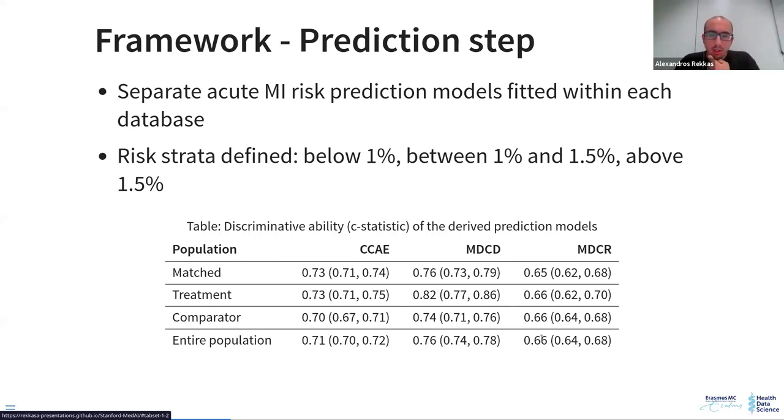So here in the last row, I show the performance of the prediction models across databases. We see that in MDCR, our AUC, this is AUC, right, is a bit lower compared to the other two.